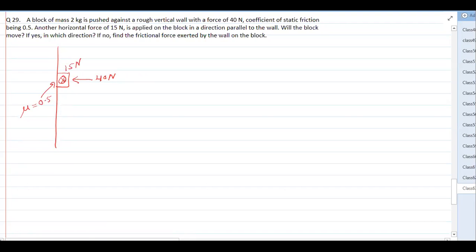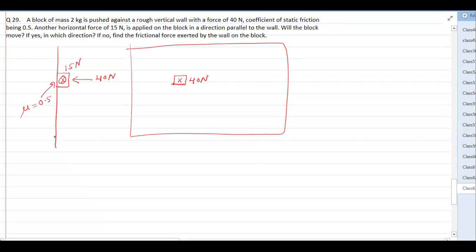Or we can make another diagram, another view for the same system. So suppose this is the object and the force applied. The 40 Newton is like this and the wall is this. Okay, this is the wall.